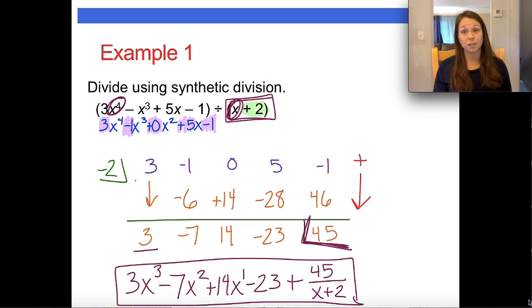So, though this process is much shorter, it is newer to you than long division is. So let's take a look at going through this process again using example 2.